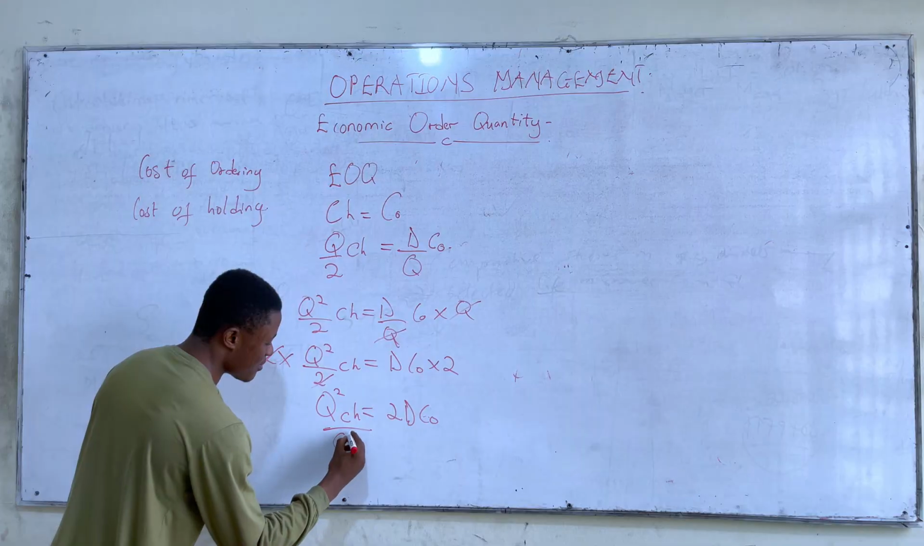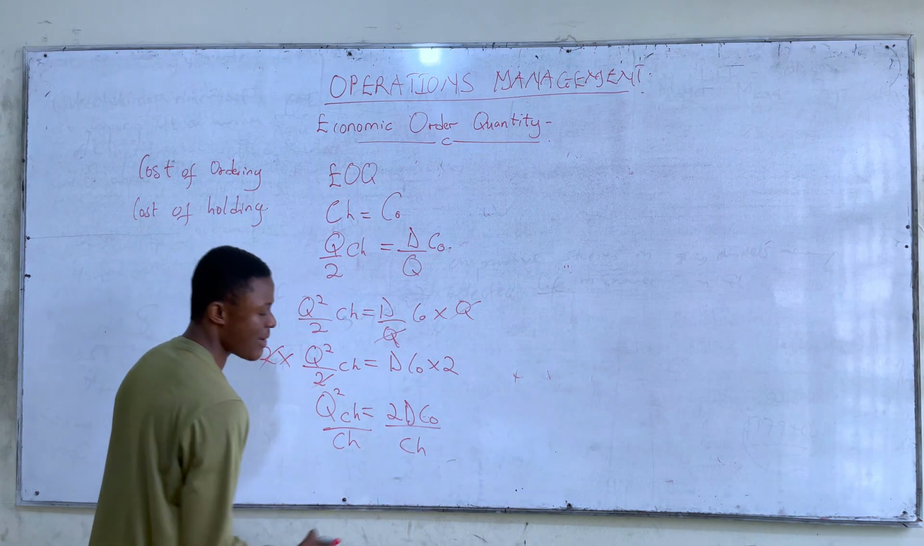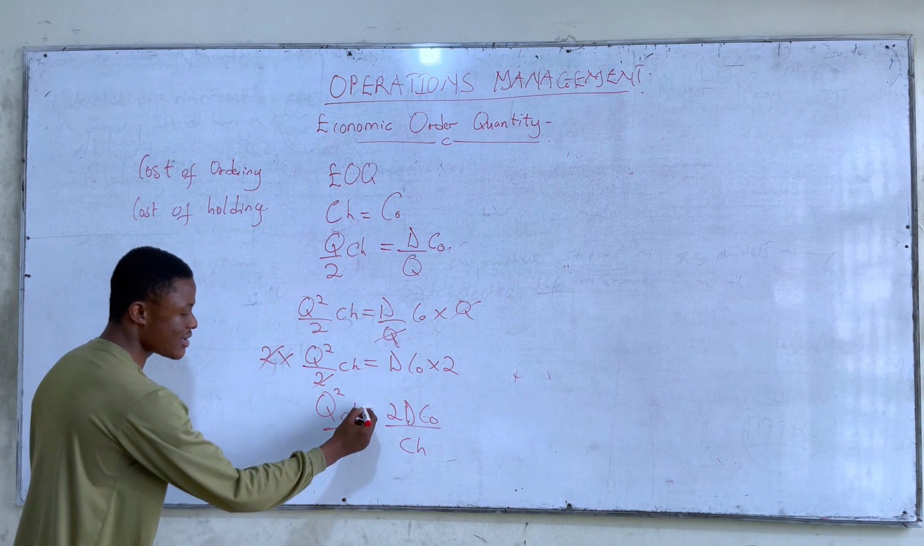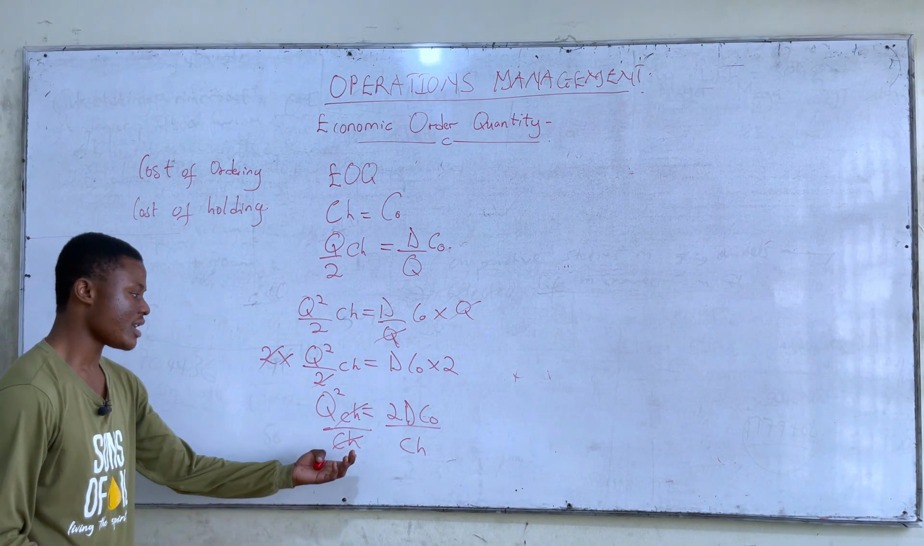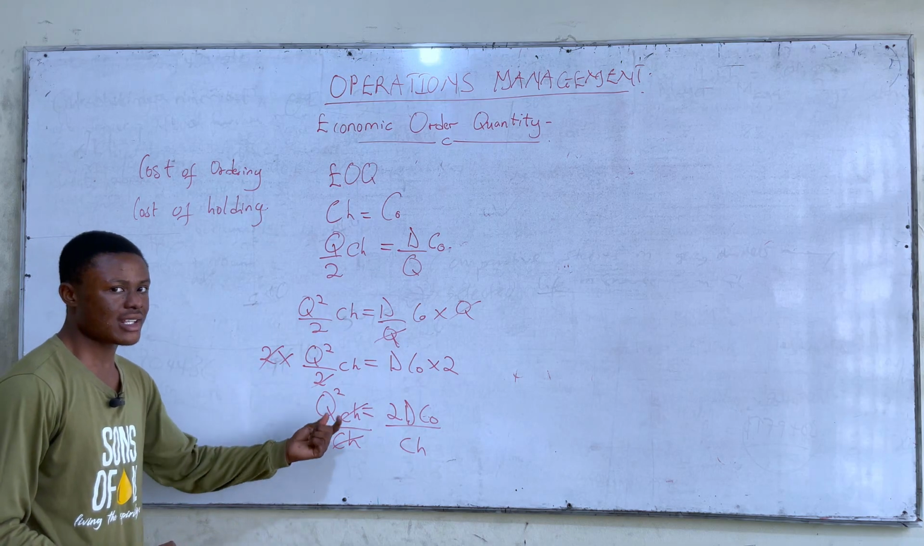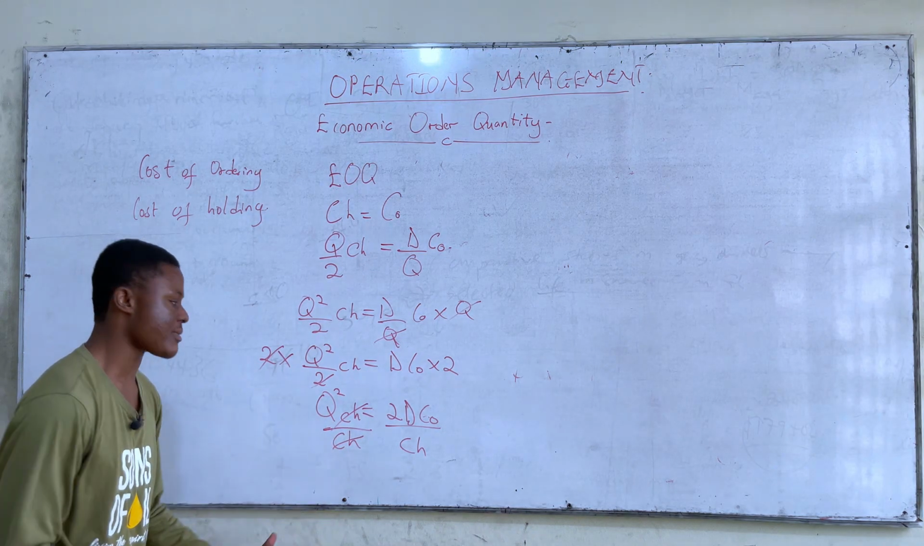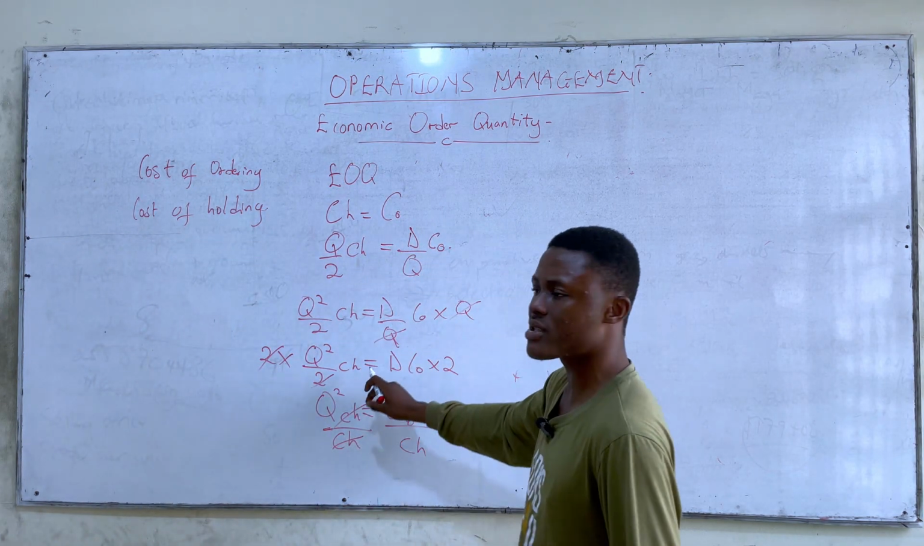So here, both sides by CH, both sides by CH. This CH cancels this CH. Hope you are good. That's the cost of holding canceling the other cost of holding. But still, Q is not yet the subject. So how do we still make Q the subject? We have to square root both sides.